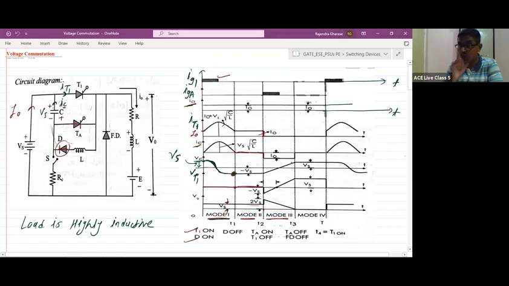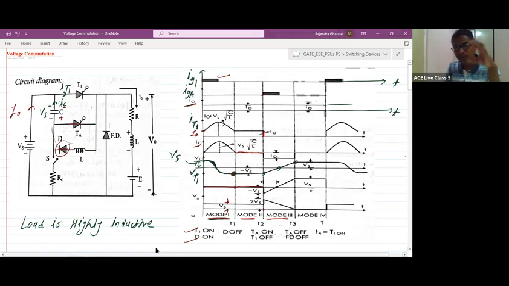If you check mode 1, the capacitor current was sinusoidal and the capacitor voltage was co-sinusoidal. In mode 3, the capacitor current is constant and the capacitor voltage is linear. The capacitor discharges from minus Vs, discharges fully, and again charges to the reverse polarity.